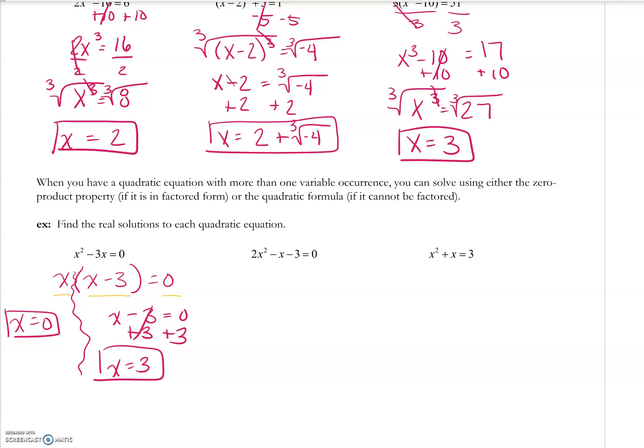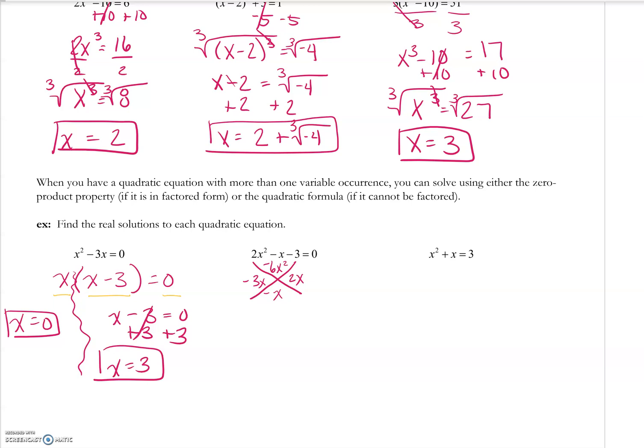So now trying another one, again I see that I have more than one variable occurrence. I'm going to try to factor it. This time, since there are 3 terms and there is no greatest common factor, I'm going to start by making my factoring x, looking for 2 numbers that multiply to -6x squared and add to -x. Those 2 numbers would be -3x and +2x.